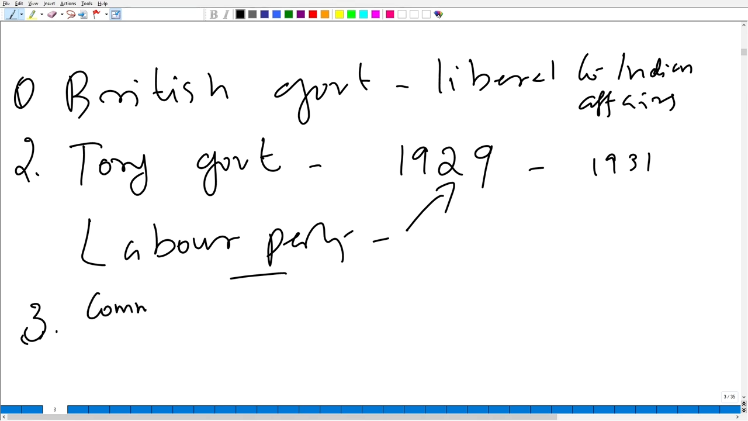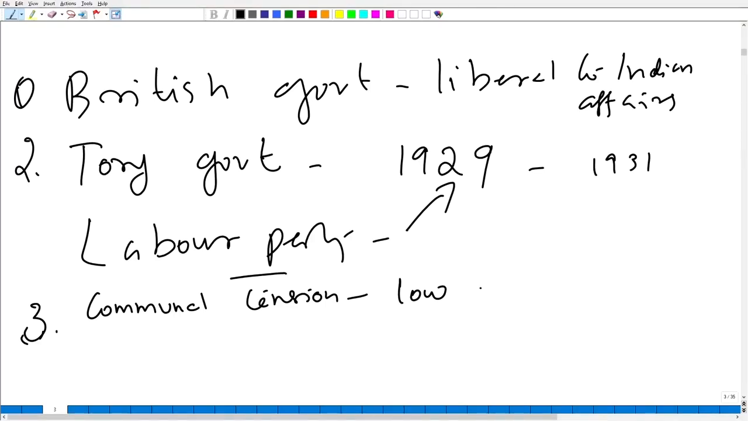Communal tension. The Hindu-Muslim unity during the non-cooperation days became a thing of the past. From 1923 onwards, communal riots broke out in India among the Hindus and the Muslims. If such a commission was sent to India while communal riots were going on, the commission would form a low opinion about the Indians, a low opinion about the Indians to govern themselves.